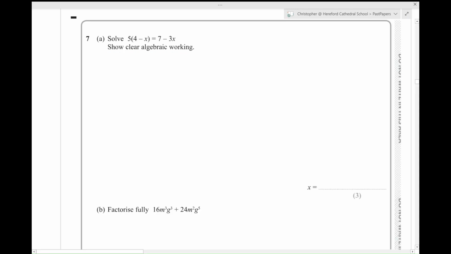Question 7. Okay, an equation to solve. Let's multiply out that bracket. On the left-hand side, 5 fours are 20 minus 5x equals 7 minus 3x. This is an equation with x's on both sides. See which side has the least and get rid of them. Left-hand side has the least, it has minus 5x, so I'm going to plus 5x to both sides.